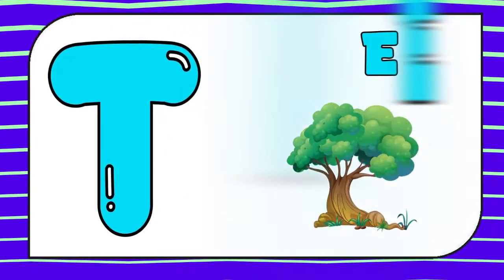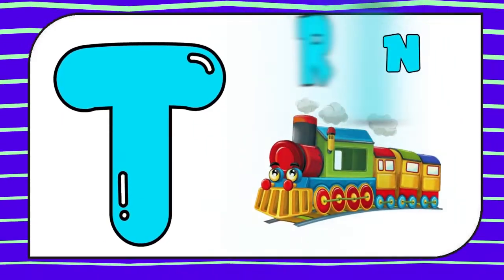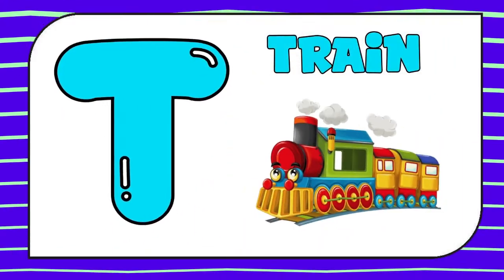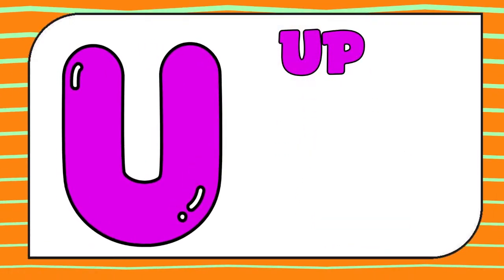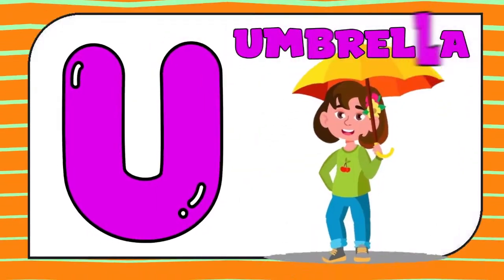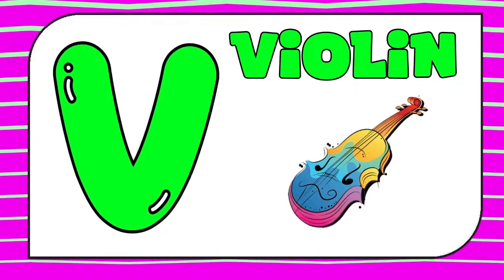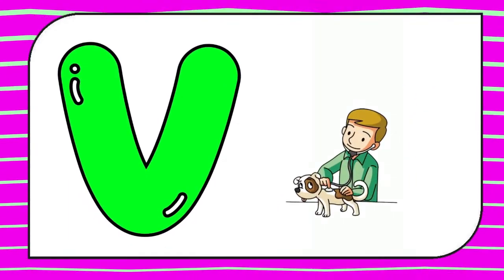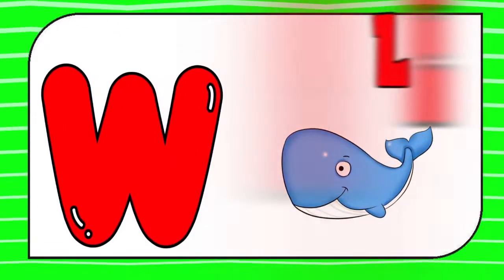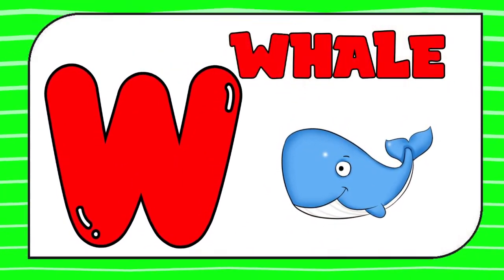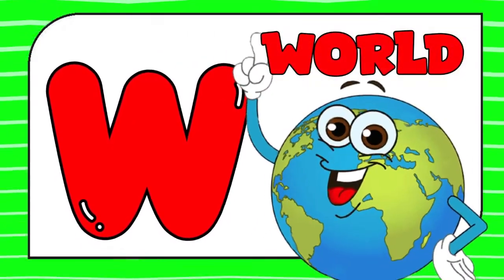T is for tree, tree. T is for train, train. U is for umbrella, umbrella. U is for up, up. V is for violin, the violin. V is for vet, the vet. W is for whale, whale. W is for world, world.